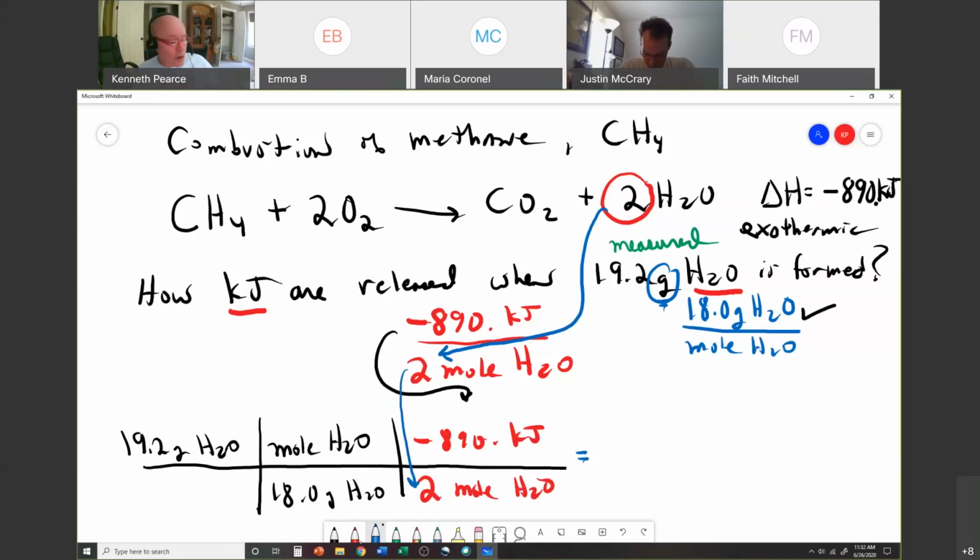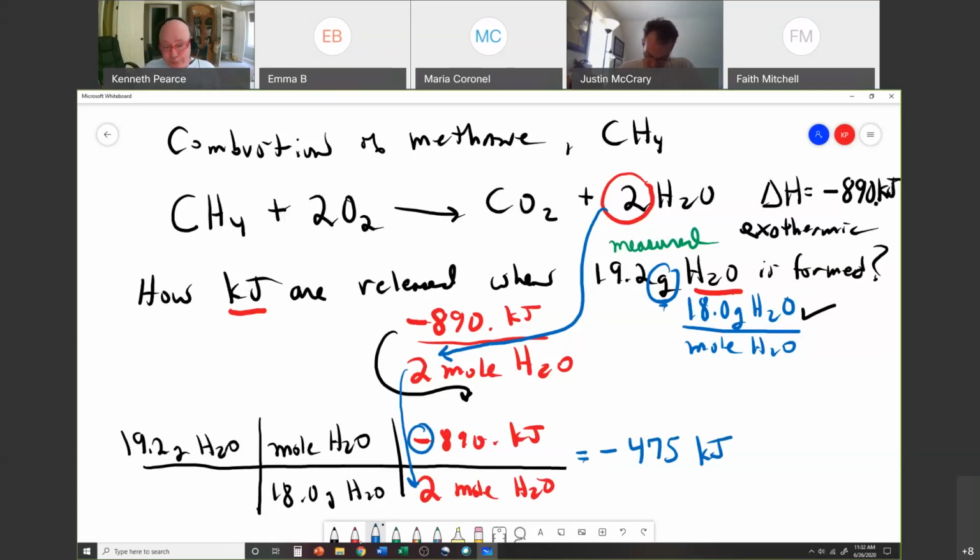And so now we can put this in our calculator. We have 19.2 times 890 divided by parentheses 18 times 2, close parentheses, and that would be 474.6. So we've got to go 3 sig figs. Remember, this is a minus here, so our answer should be minus as well. So we go minus 475 kilojoules. And there you go. That's our answer, 475 kilojoules.